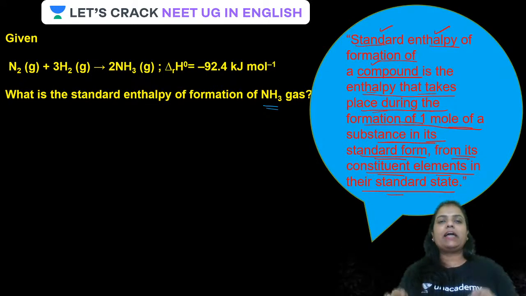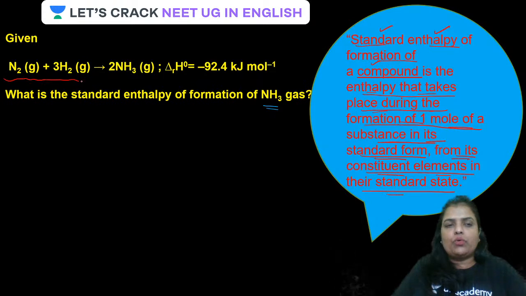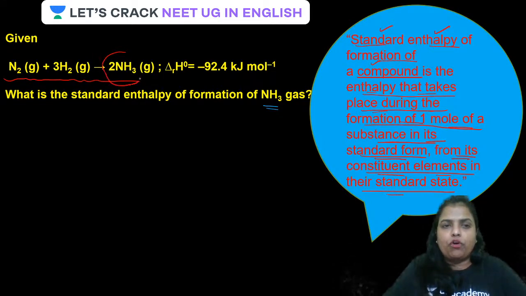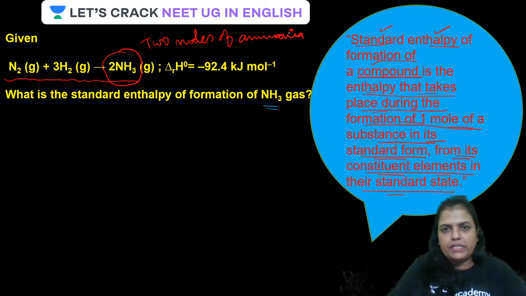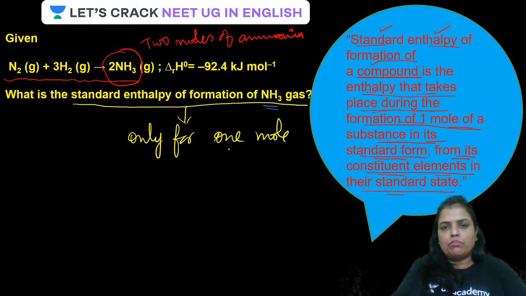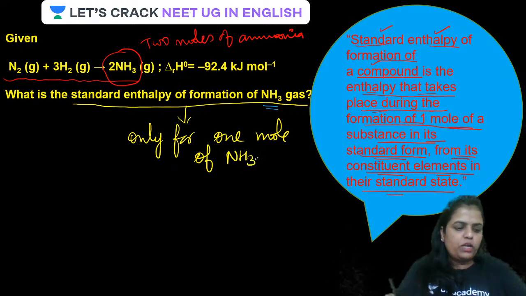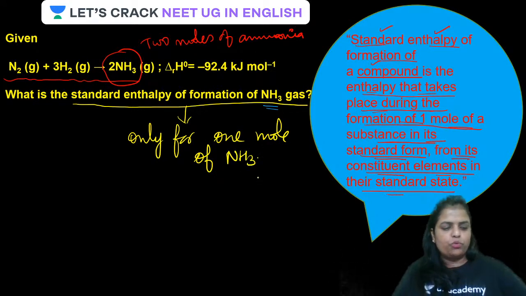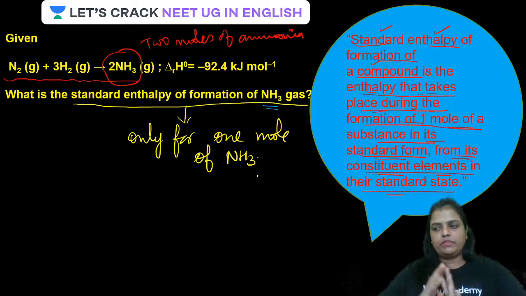Come on, have a look at the screen now. So guys, it is very clear from here. The given equation is actually for the formation of 2 moles of ammonia. Done guys. And we have to calculate the standard enthalpy of formation of ammonia. Guys, this will be calculated only for 1 mole of ammonia. All done. This will be calculated only for 1 mole of ammonia.